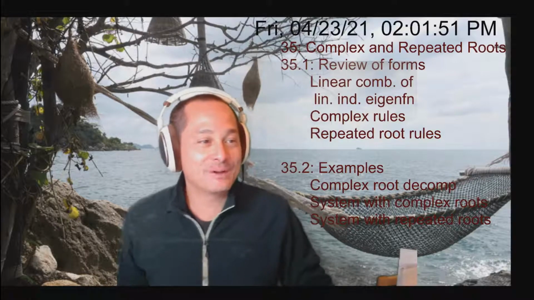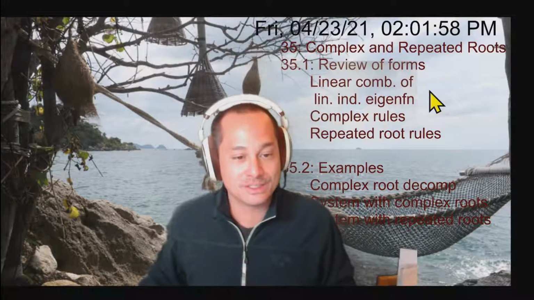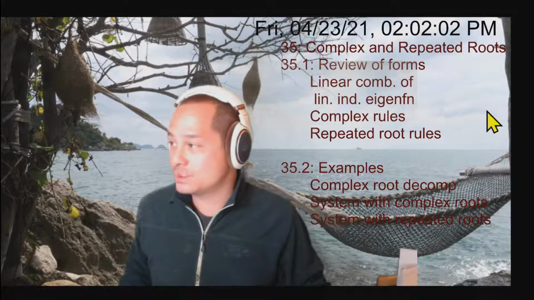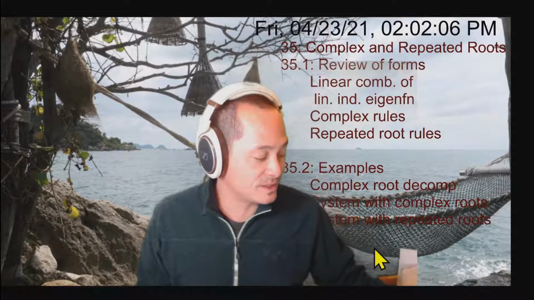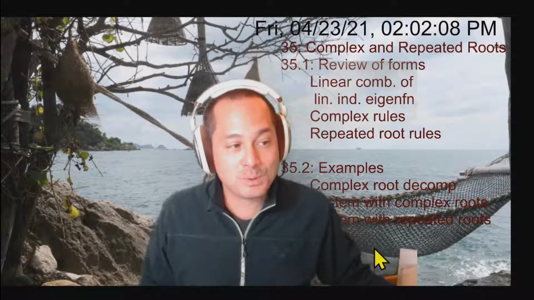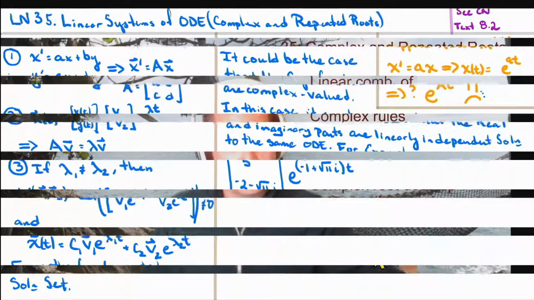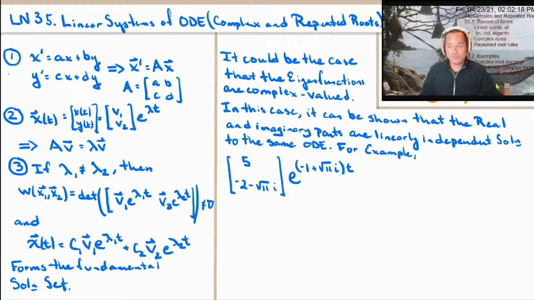All right, and then what do we got on deck for today? We got to look at complex and repeated roots and just look at the way we're going to treat those with linear systems. We'll do a little bit of review and then hit hard these cases. We've started a bit on complex, but let's just practice. And so let's see. Here is the set of notes for today.